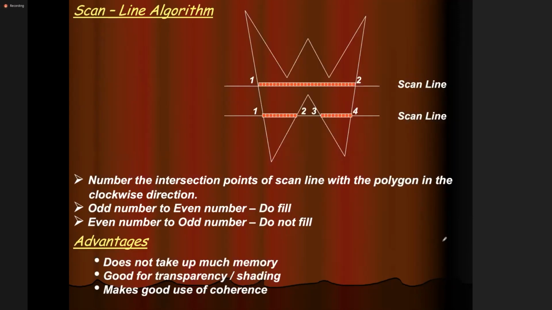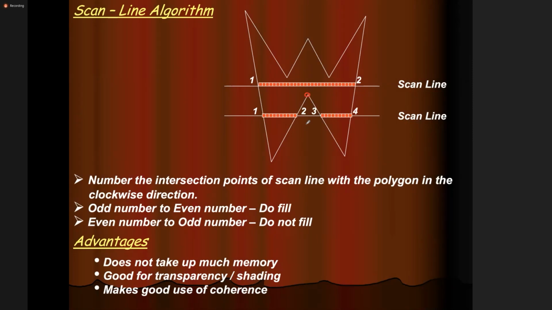Now the next one is the scan line algorithm. To overcome these problems, there is another algorithm introduced that we call the scan line algorithm. Now what was the problem we had in the parity fill algorithm? In the self-intersection points, means points like this, we had an error.